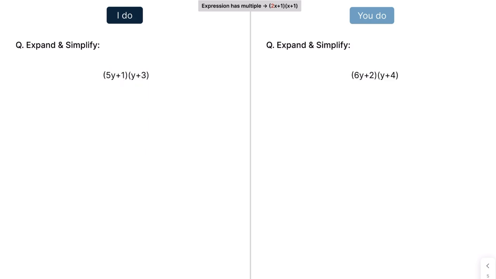And now again, we've got a different little variable, so we've got y now, so that's going to be 5y times y, which is 5y squared, 5y times 3, which is 15y, got 1 times y, which is 1y, or you can just write that as y, plus 3, so that's going to simplify to y squared plus 16y plus 3. And on the right, press pause and have a go.